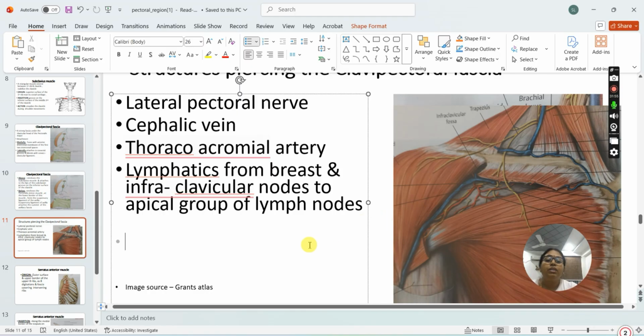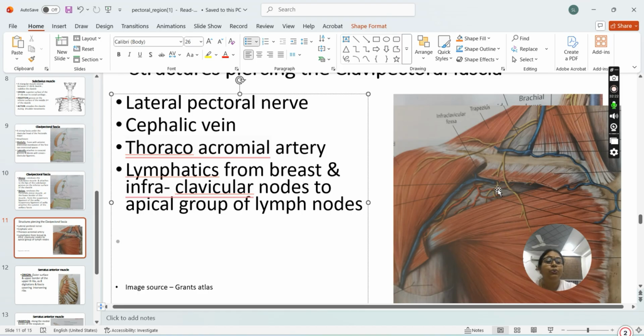from the breast. Also here there is a group of lymph nodes called the infraclavicular group of lymph nodes. The afferents from the infraclavicular lymph nodes go deeper and open into another group of lymph nodes which lie deeper to the clavipectoral fascia. That group of lymph nodes is called the apical group of lymph nodes. They belong to the axillary group of lymph nodes.